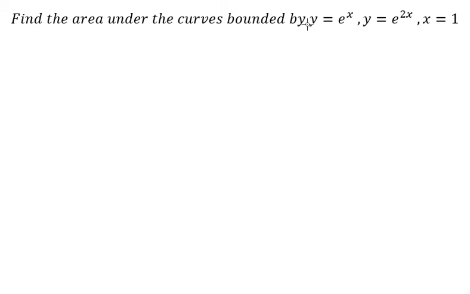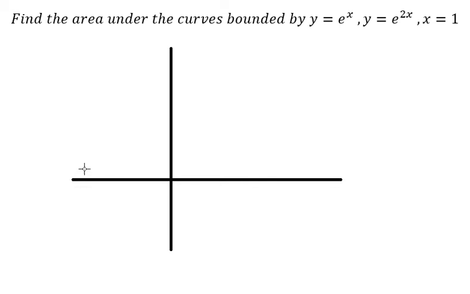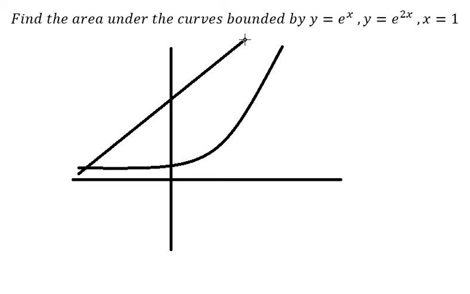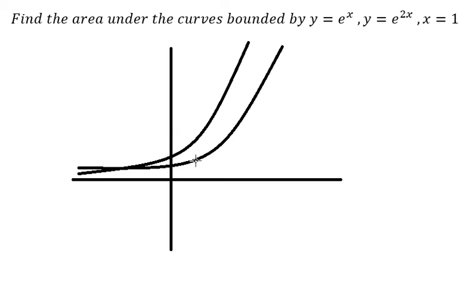We need to graph y equals e to the power of s, e to the power of 2s, and s equals number 1. The graph should be for e to the power of s. The graph of e to the power of 2s. The next one, s equals number 1.